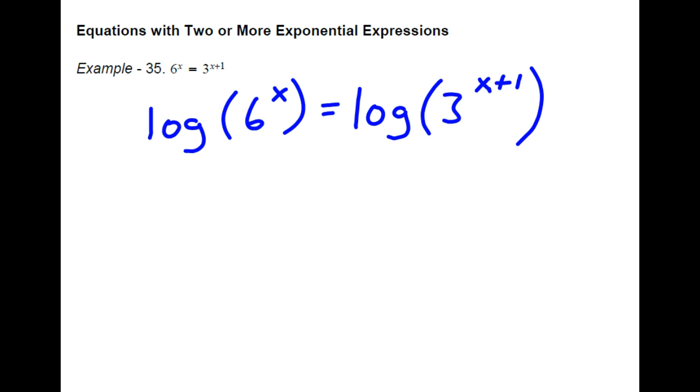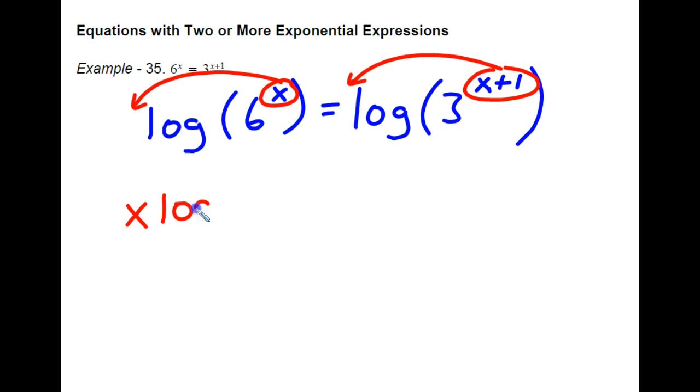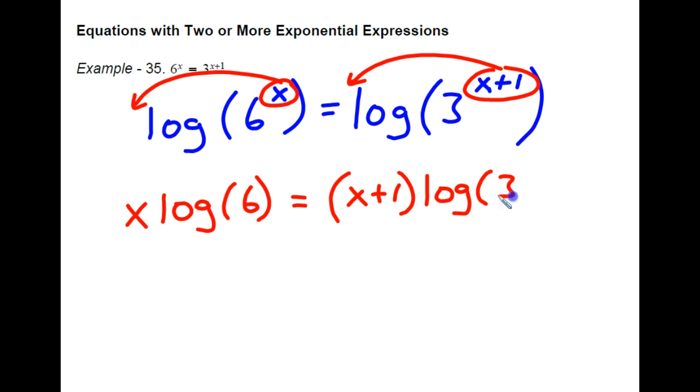We use that power rule that we used on the last example to bring the exponent, multiply it down in front of the logarithm. We'll do that on both sides of the equation. So all of the x's get brought down to the ground where we can actually then solve for them. So what we're going to get is x times log base 10 of 6 equals x plus 1 times log base 10 of 3.